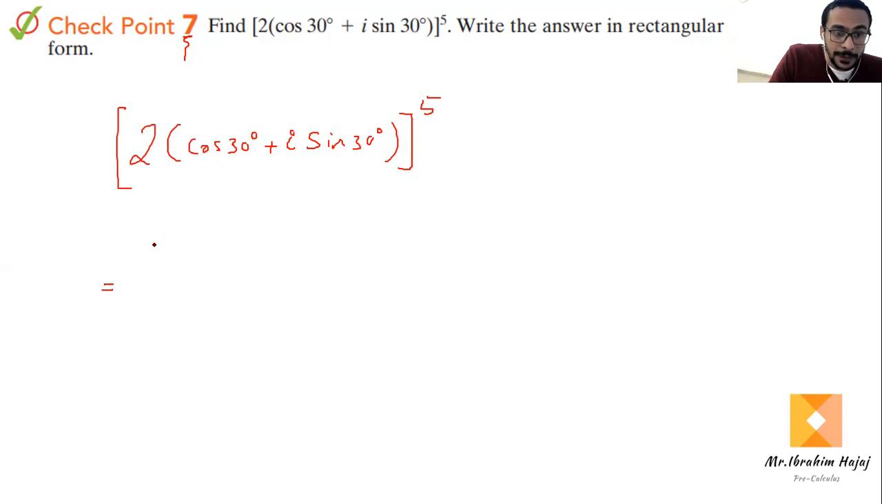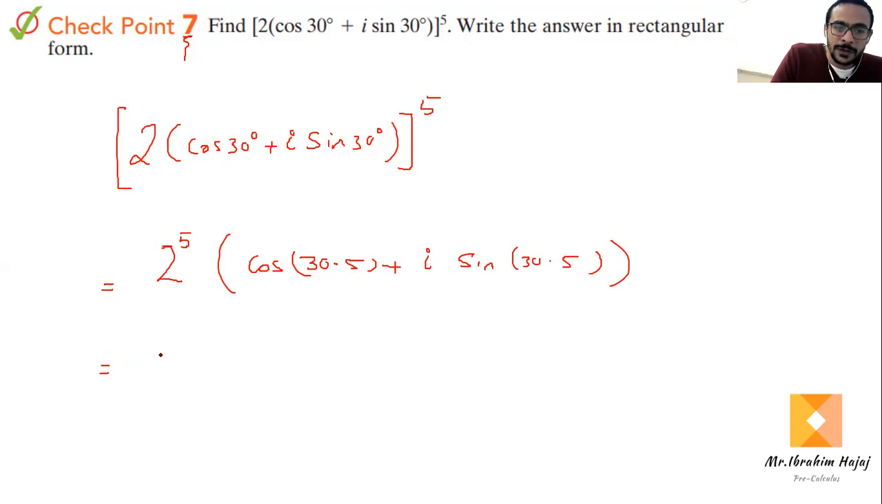So 2 to the power of 5 equals, here, cosine 30 times 5, plus i sine 30 times 5. That's it. 2 to the power of 5 is 32. Cosine, now 30 by 5 is 150 degrees. Cosine 150, and then plus i sine 150, multiplying 30 by 5 gives 150 degrees.